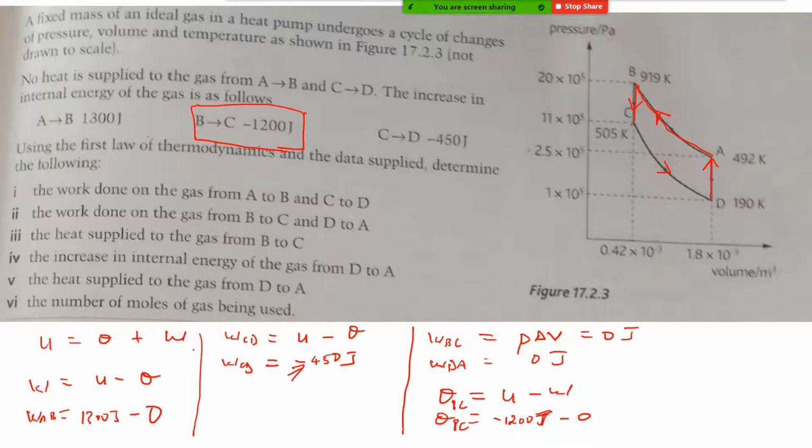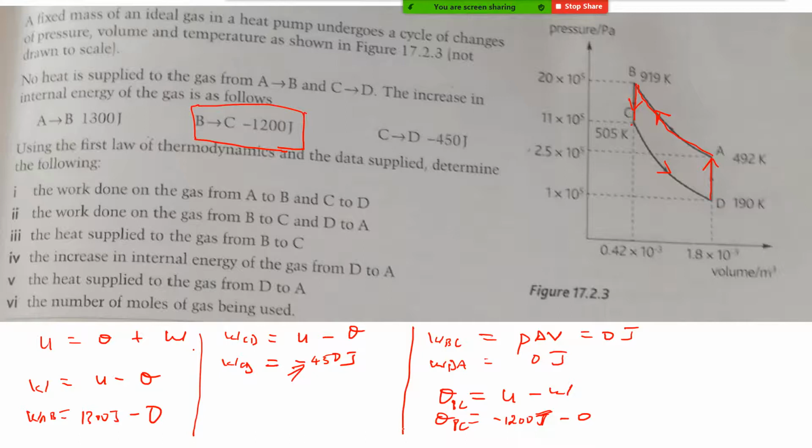Yes, go ahead. I cannot see what you have below the QBC equal U minus W. Okay, so QBC is equal to minus 1200 joules minus 0. So QBC is equal to minus 1200 joules.